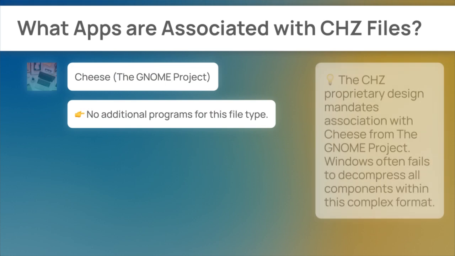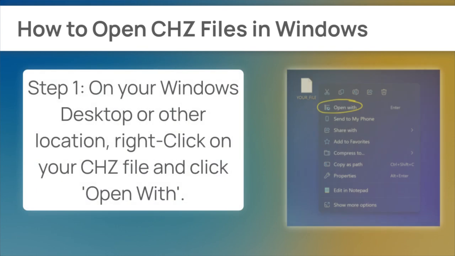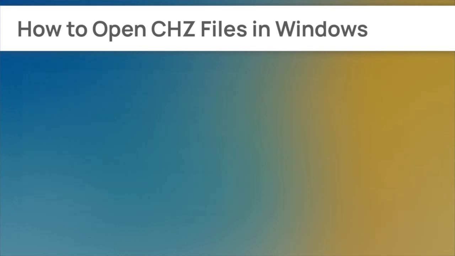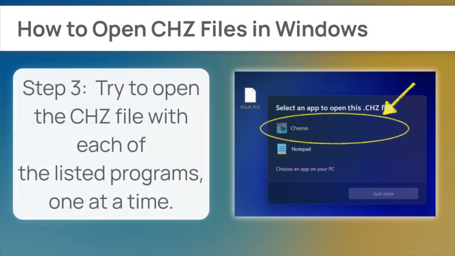Windows often fails to decompress all components within this complex format. Windows handles the display portion, but comprehensive image editing requires suitable software. We'll conduct a full scan of potential openers now. Right-click your CHZ file and select Open With. Test CHZ if it appears. If it fails, select the next application.